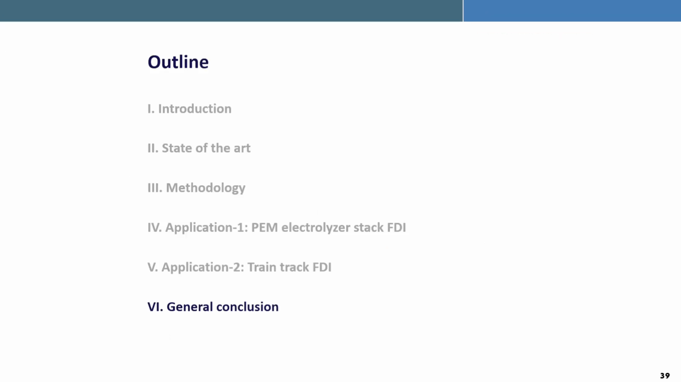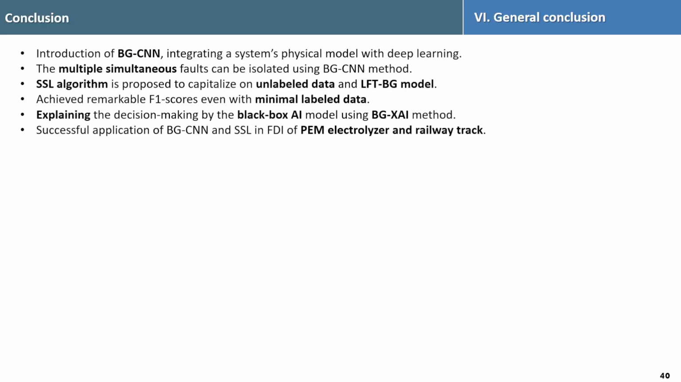So this concludes the application part, and finally we'll see the general conclusion of this thesis. Firstly, we introduced the BGCNN approach, integrating the physical system model with deep learning techniques. Our approach enables the isolation of multiple simultaneous faults, a challenge in existing literature. Then we incorporated the self-supervised learning algorithm to leverage unlabeled data. With this proposed method, we achieved an impressive F1 score with a minimal amount of labeled data. Furthermore, we utilized the BGXAI method to generate meaningful explanations for the AI predictions.